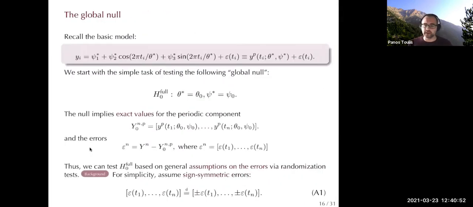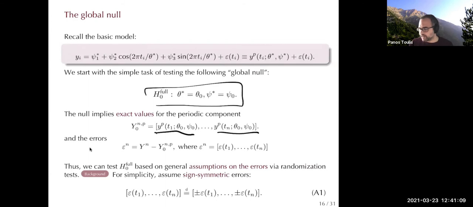So the idea here is the following: given this null hypothesis, I can immediately plug these values into my periodic component, like the sine and cosine terms. So I know exactly what the values of this component are for the given observation times, under the null, of course. And then I can subtract from the observed data, and I can obtain the actual values for the unobserved errors. In the language of randomization inference, we call this a sharp null hypothesis. Assuming the null allows me to impute everything that I haven't observed, in this case the periodic components and the errors.